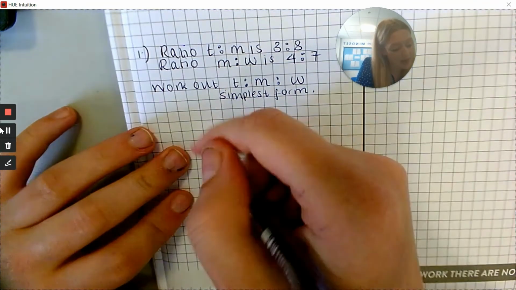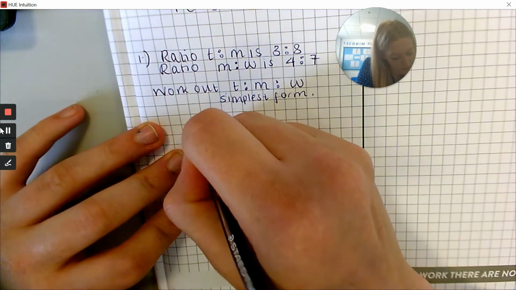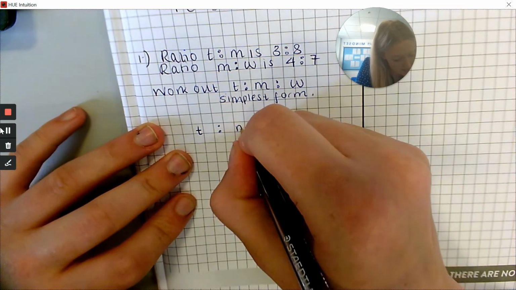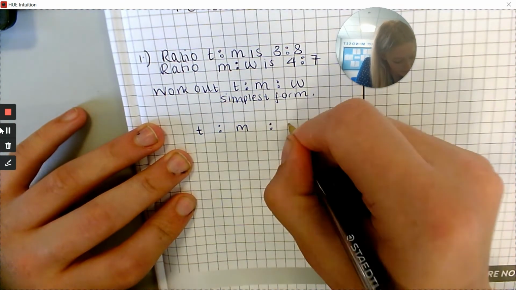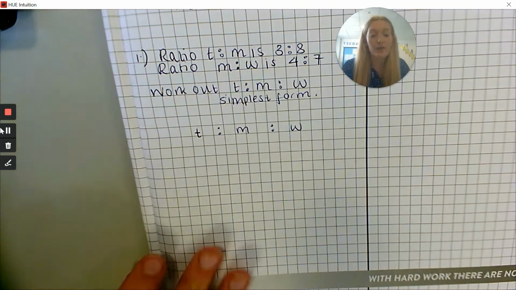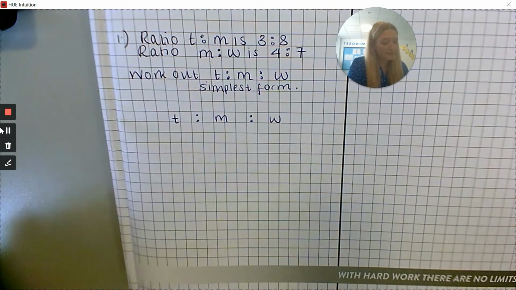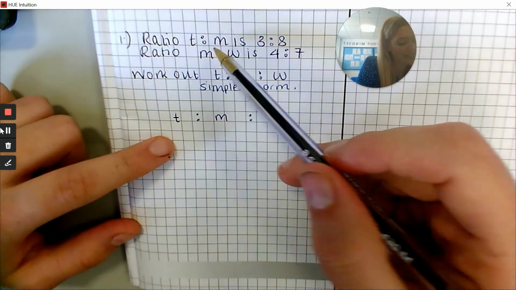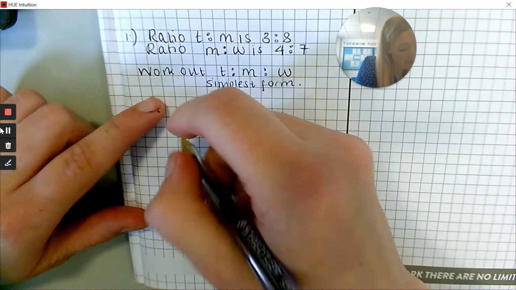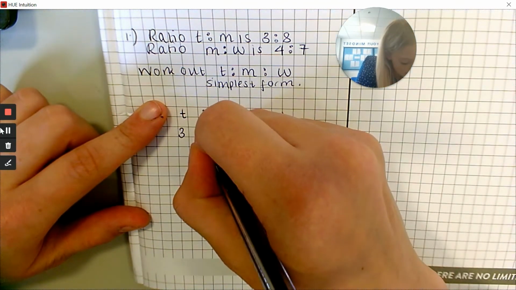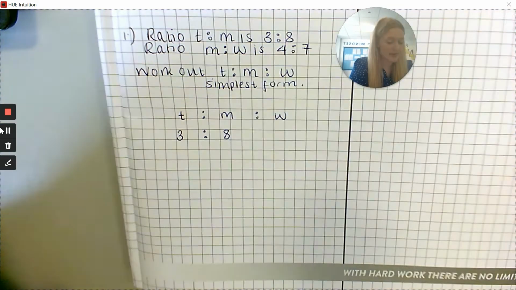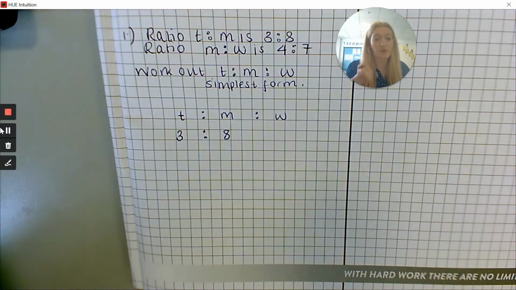So again, I'm just going to start off by filling in what it wants. T to M to W. And then I'm going to fill in what I know from the question. Okay? So first step, my ratio of T to M is 3 to 8. So I'm going to fill that in. T to M is 3 to 8. And if you're confused about this, just flick back and watch our previous example.